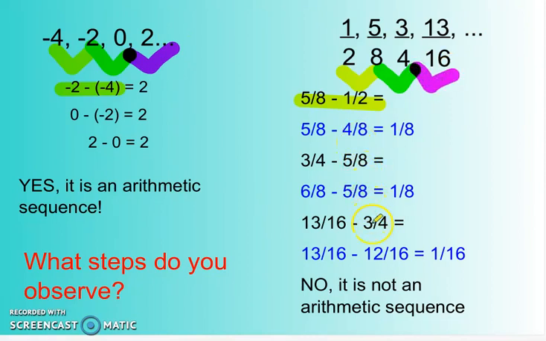And so on this one, I noticed that there is the same difference. But on this one over here, the first two have 1/8 as a difference. But look at the difference on the last one. It is 1/16. So I noticed that this one is referred to as an arithmetic sequence and this one is not. And the reason for that is this one has a common difference and this one does not.